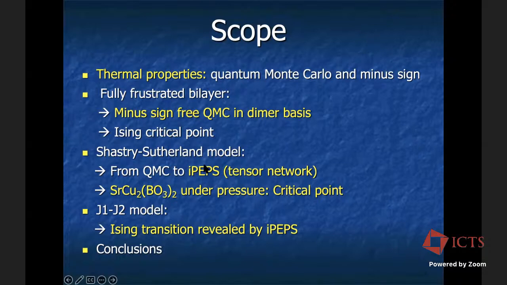Then I will turn to another approach, which is complementary, and which is a tensor network-based method to calculate thermal properties. And this allows to study the Shastry-Sutherland model in a parameter range where it is relevant for famous compounds, strontium copper borate under pressure, and I will review the properties there. And then I will finish with another project done with IPEPs, showing that IPEPs is really a versatile technique, and we've studied the J1, J2 model in the square lattice and found evidence of an Ising transition.